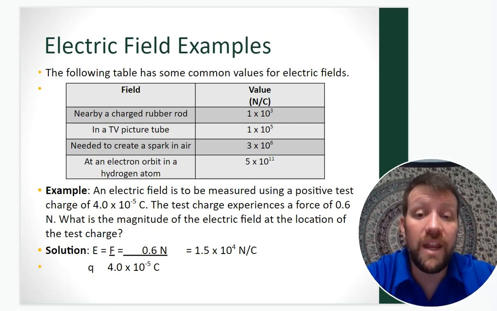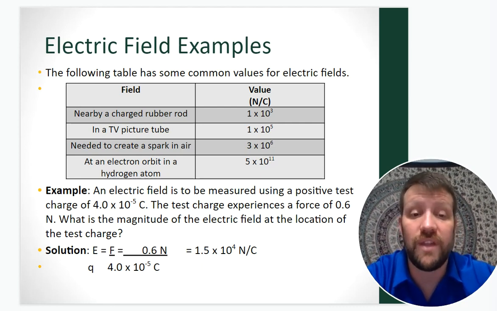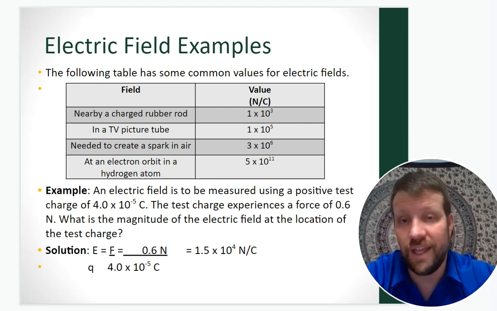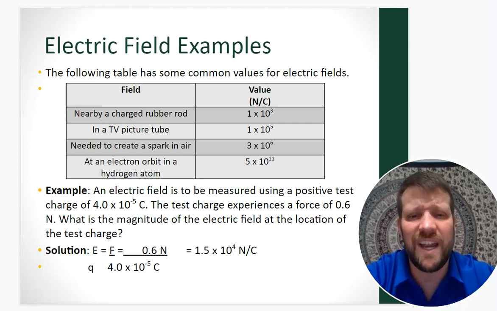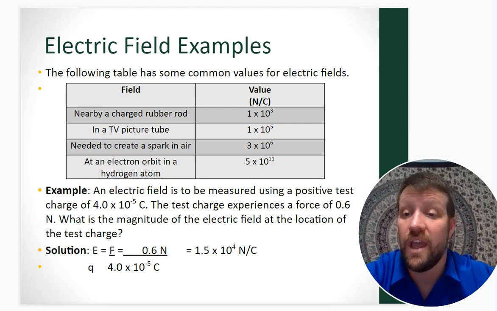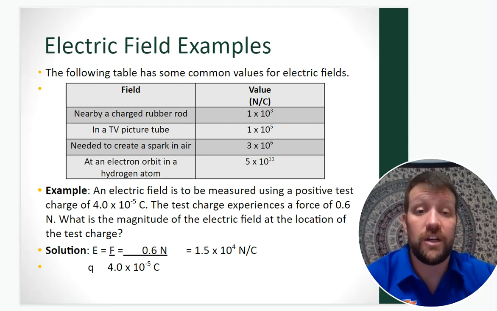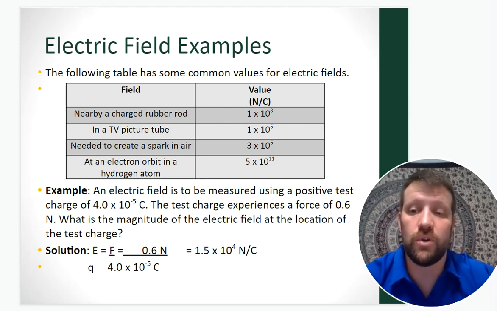And then an electron orbit in a hydrogen atom is going to be much greater than that, up to 5 × 10⁻¹¹. That's, again, a little more of a chemistry concept, but just to give you a general idea, we're going to be dealing with big numbers, in the thousands at least, if not significantly beyond that, with some of our factors of 10 that are going to be associated with these fields. So that's important to know.